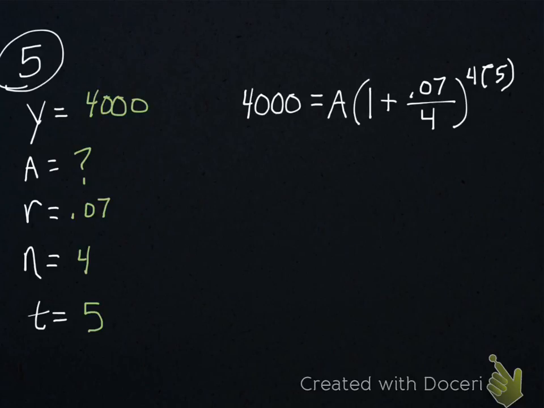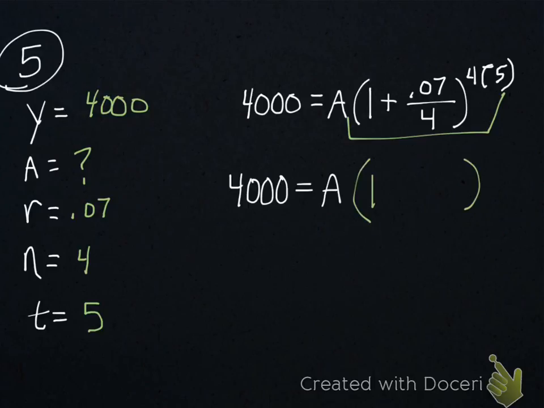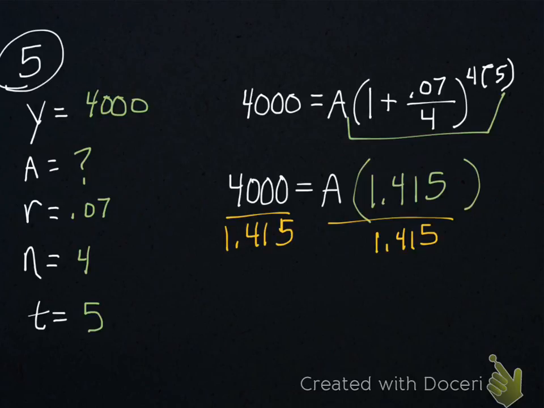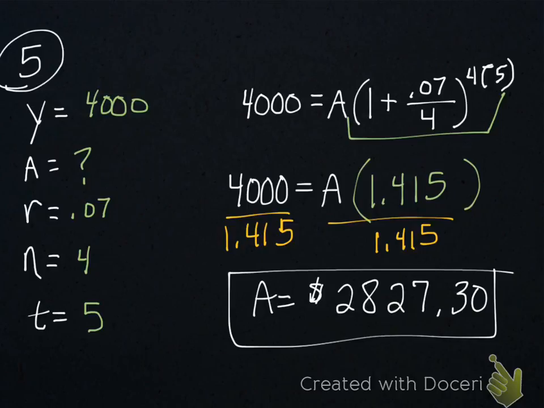Remember that this parenthesis part can be simplified. So let's enter just the parenthesis part in the calculator and get a number for that. I get 1.415. Okay, so now we can divide both sides by the 1.415, which is a coefficient of the letter A, and we would get the value of A, which is $2,827.30.